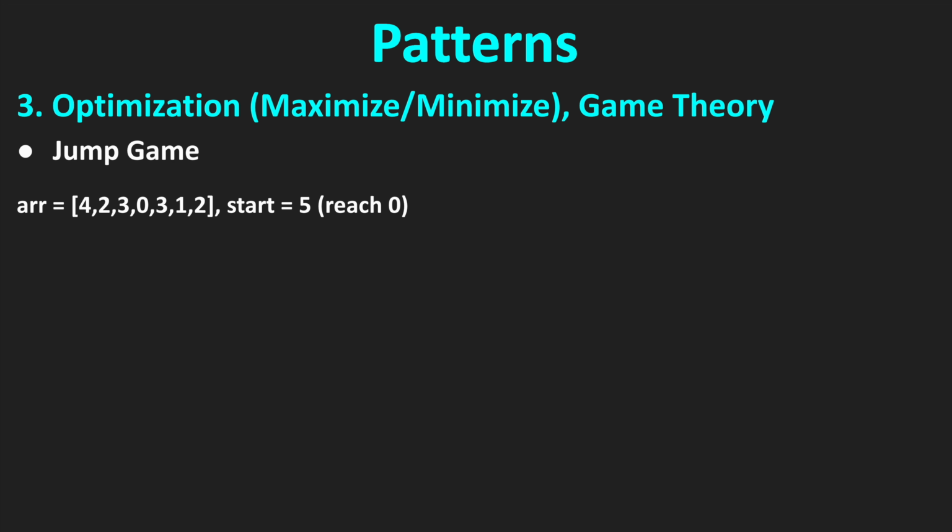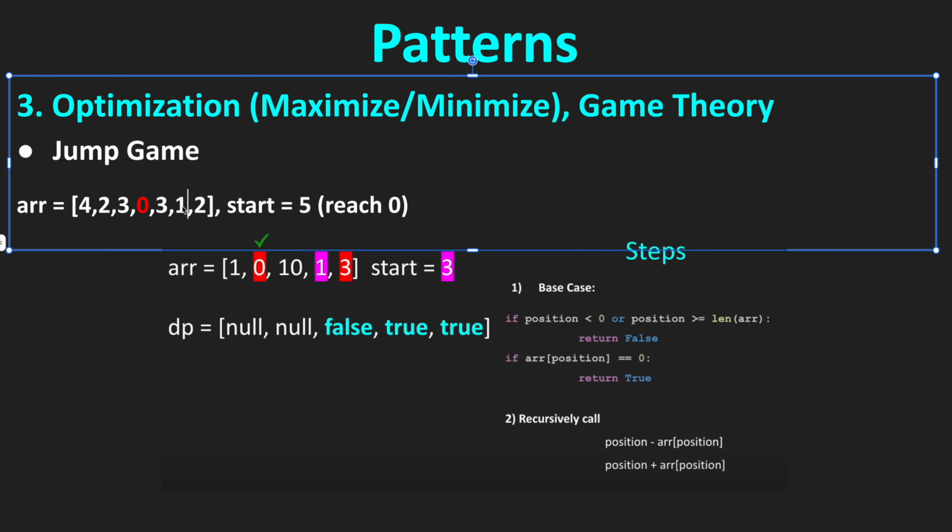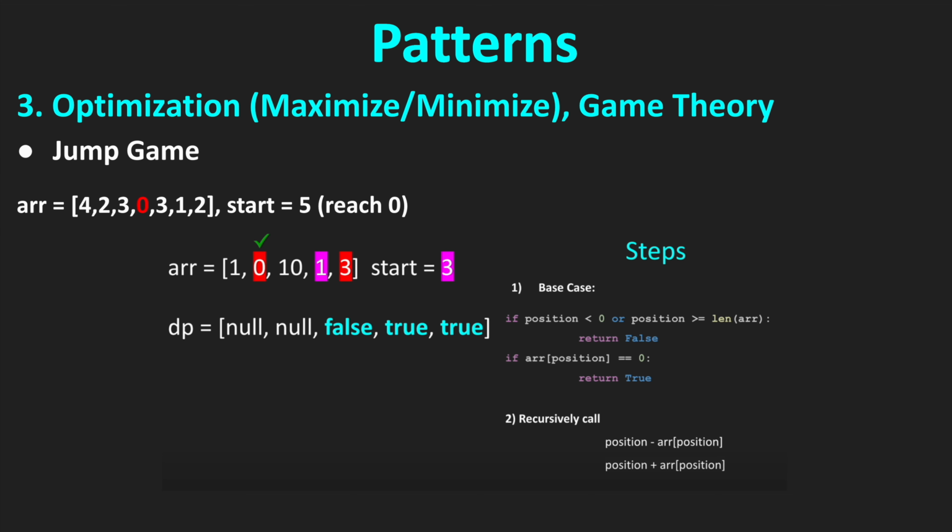So we are again given an array, and we are given a starting position in that array. For example, in this case, the starting position is 5, which means 0, 1, 2, 3, 4, 5. So we have a starting position here.